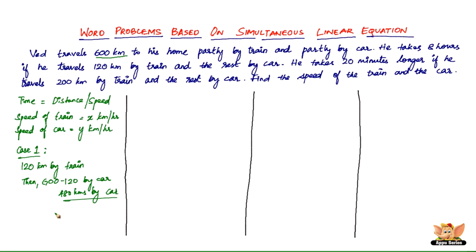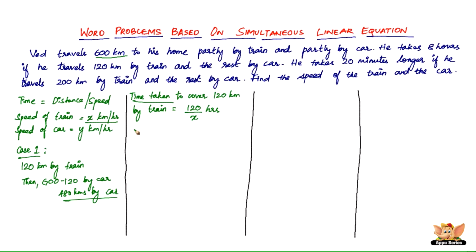So now, the time taken to cover 120 kilometers by train is, let us see that. As you can see, time is distance by speed. So the distance he travels in train is 120, and the speed of the train, we've taken as x kilometers per hour. So it will be 120 by x. The time is given in hours, so it's 120 by x hours.